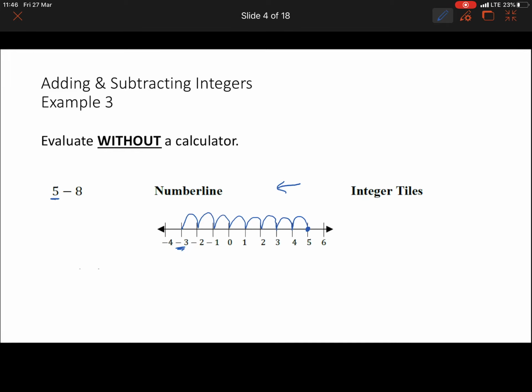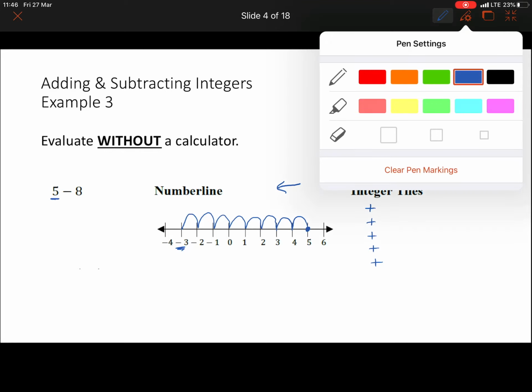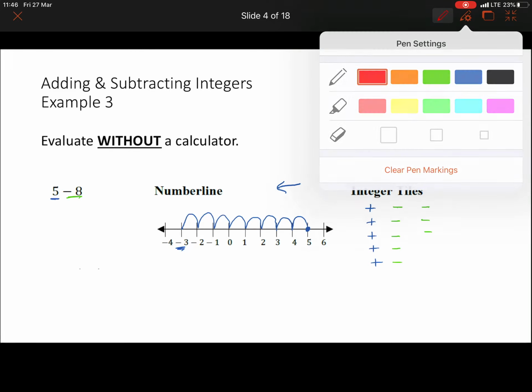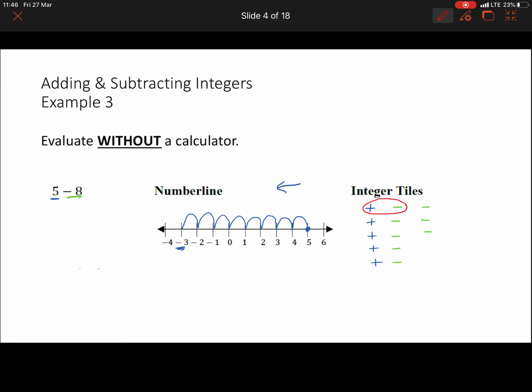For the integer tiles, I've got 5 positives, so I'll fill in 5 positives. I have 8 negatives, so I go 1, 2, 3, 4, 5, 6, 7, 8 negatives. And then we remember that 1 minus 1 is just 0. So the positive and the negative will cancel each other out, giving us 0 for each of these situations that I'm circling here. Once those have all cancelled out, I am left with only 3 things, and they're all negatives, so it's a negative 3.